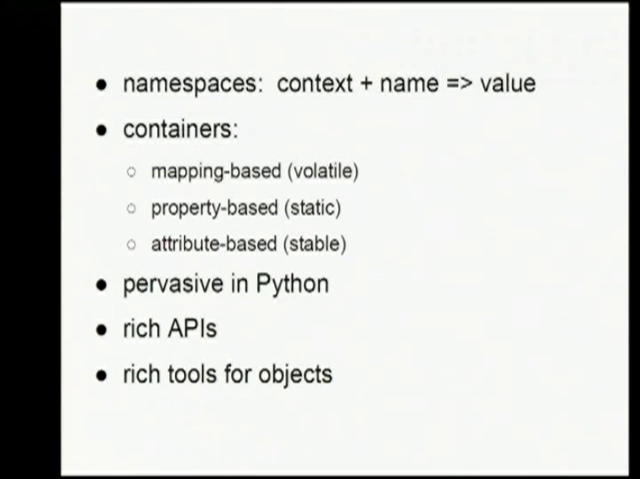And finally, the main point is that you need to have an awareness of what you're trying to capture in your namespace and pick the appropriate type. So we've talked about mapping-based, property-based, and attribute-based namespaces. When you're thinking about what namespace you're going to use, consider what you want to communicate by the type that you're using. And Python provides a rich set of tools that you can use.